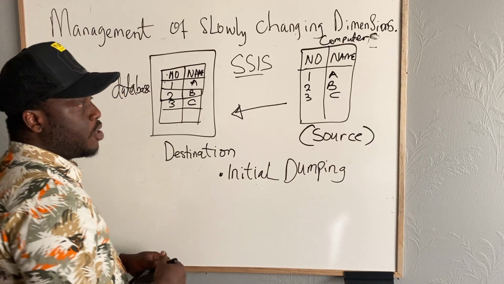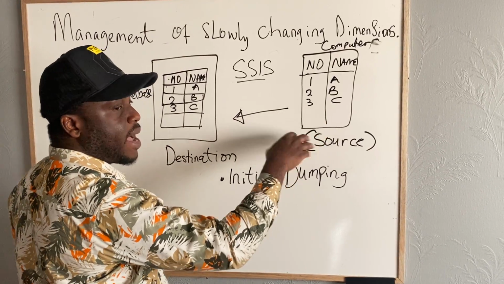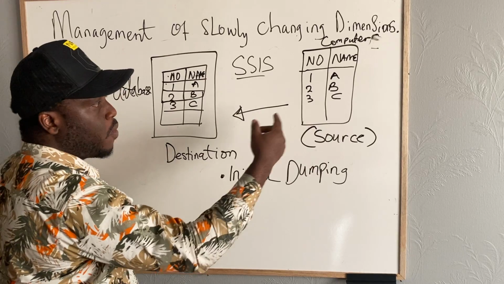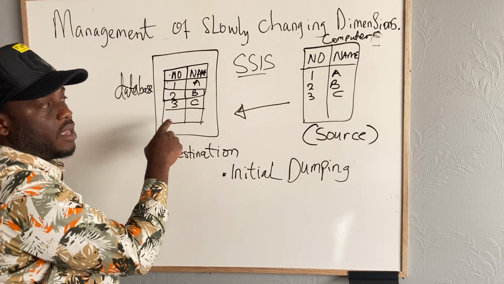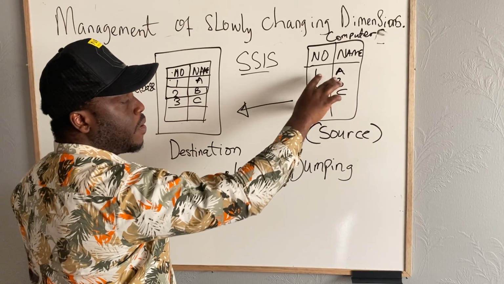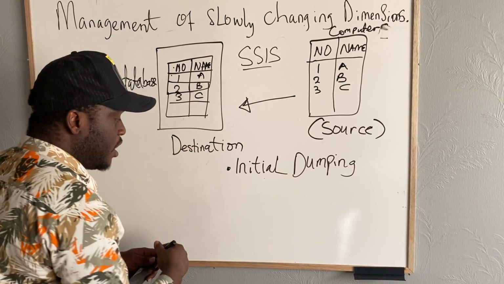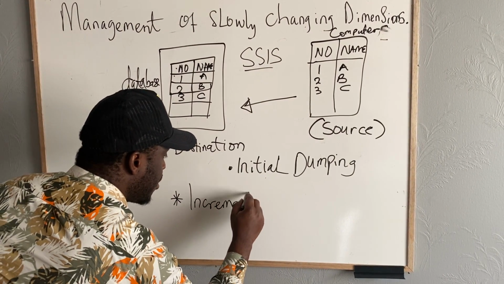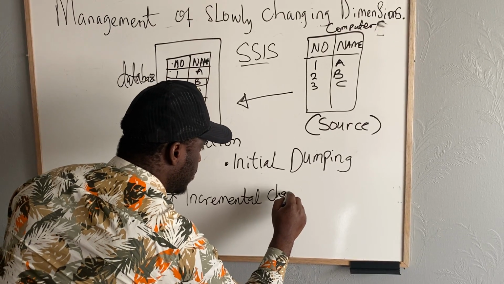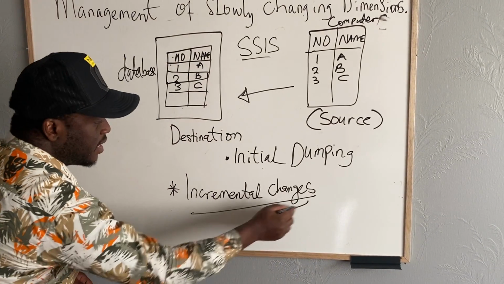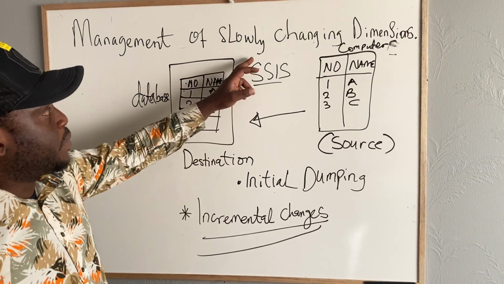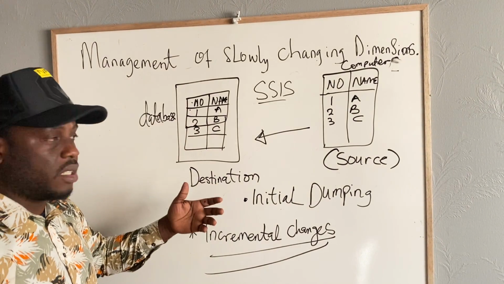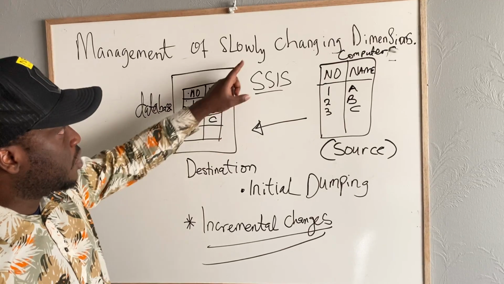Now what happens is, you're going to find out that your computer which you are using, you are getting information day by day, and this information you are getting here, you also want this information to reflect in the table in your database. So whatever you do after you have done your initial dumping is under what we call incremental changes. And these incremental changes is what we're going to use to capture slowly changing dimension, because this dimension is not going to be fixed. It's going to be changing, right? So we need to capture this slowly changing dimension.